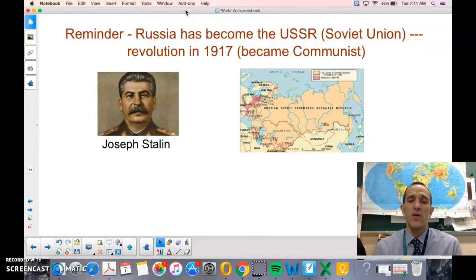So we're going to talk about the world wars, and then we're going to come back to the Russia piece. But this is the leader of Russia during World War II. His name is Joseph Stalin. You may have heard of him before. And this is what we're looking at for what the Soviet Union at the start of World War II is. So they're right on the cusp here of Poland. They share a border with Poland, as does Germany.